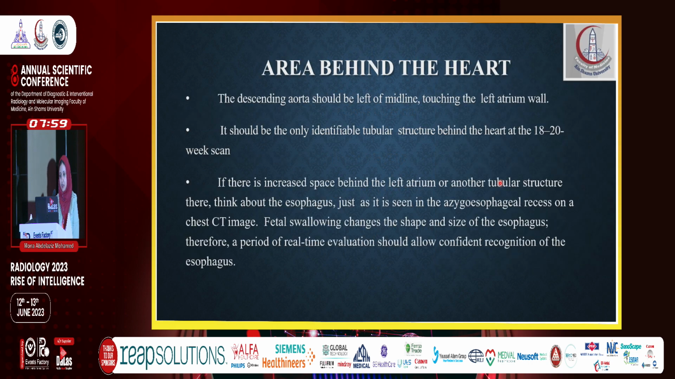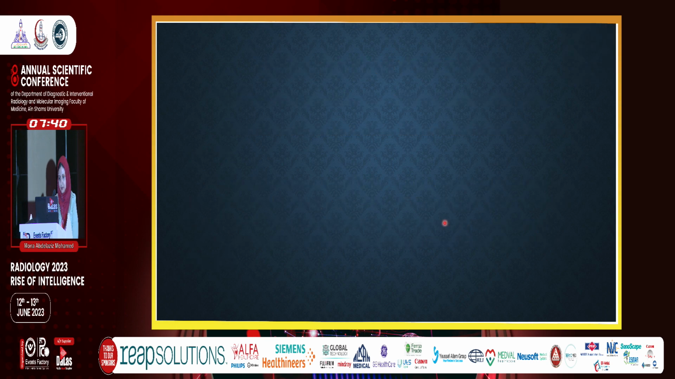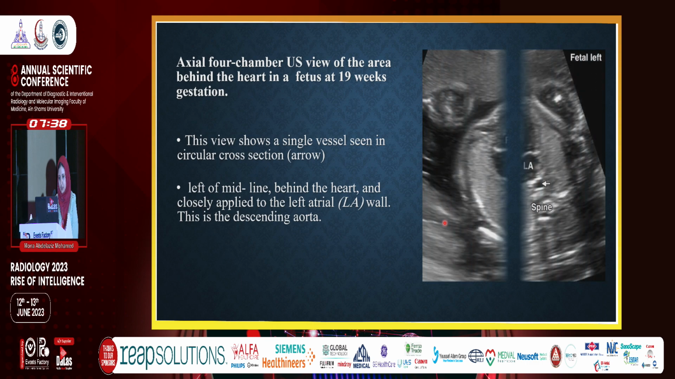In the area behind the heart, at 18 to 20 weeks gestation, we can identify only one tubular structure, which is the descending aorta, and is seen touching the left atrial wall. While at a more advanced age, if another tubular structure appears, it could be the esophagus. Here's an ultrasound image of a fetus at 19 weeks gestation. There's a single vessel that is running closely behind the left atrial wall, which is the descending aorta.